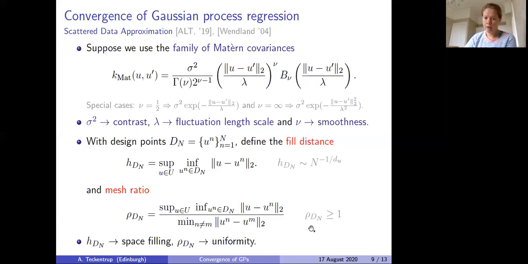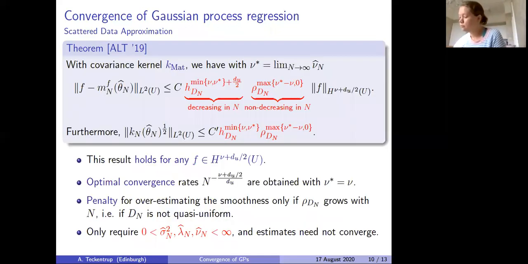All right, so this is the result. It looks a bit complicated, so let me try and go through it. Here I'm looking at the error between my true function f and the mean of the Gaussian process regression with the estimated hyperparameters, measuring the error in the L2 norm. We can also do other norms, and then you get this result here.